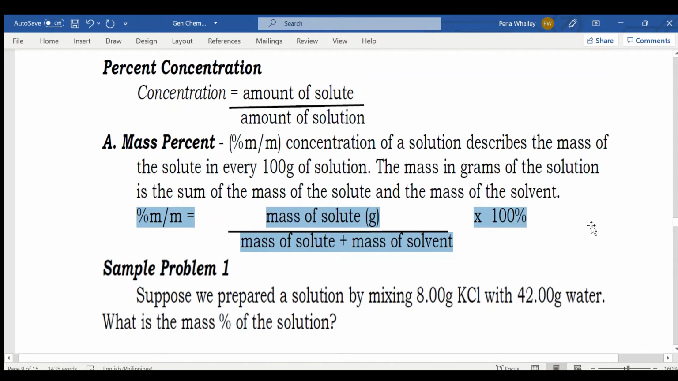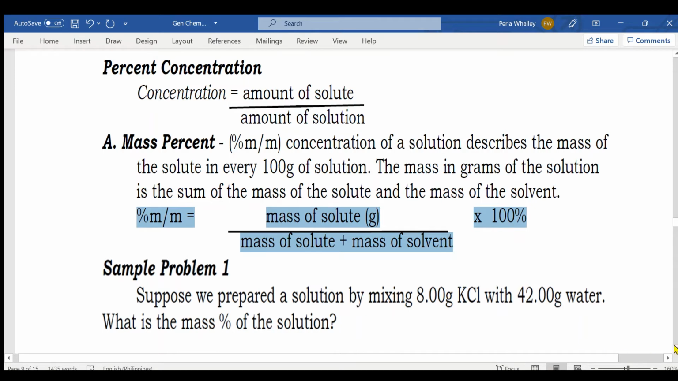Next, percent concentration. Concentration is equal to the amount of solute divided by the amount of solution. We have A, the mass percent, which has the symbol percent m over m. Concentration of a solution describes the mass of the solute in every 100 grams of solution. The mass in grams of the solution is the sum of the mass of solute and the mass of the solvent. If it is percent mass, it is mass solute over mass solution, mass solute plus mass solvent, times 100.